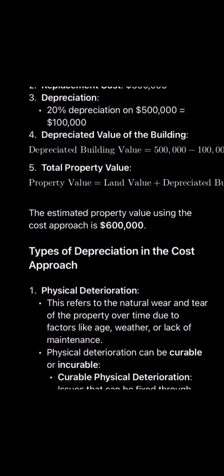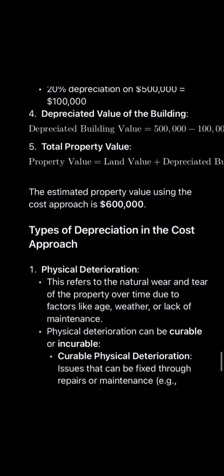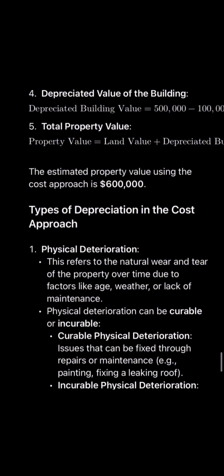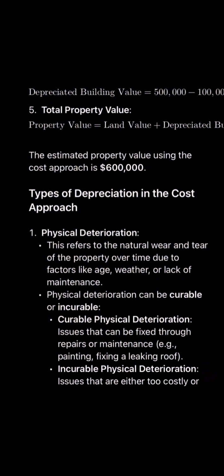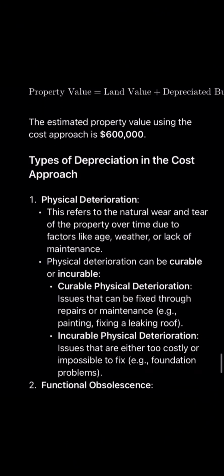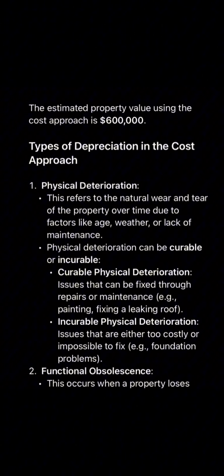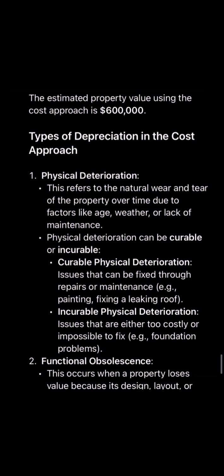4. Depreciated value of the building. Depreciated building value equals $500,000 minus $100,000 equals $400,000. 5. Total property value. Property value equals land value plus depreciated building value equals $200,000 plus $400,000 equals $600,000. The estimated property value using the cost approach is $600,000.